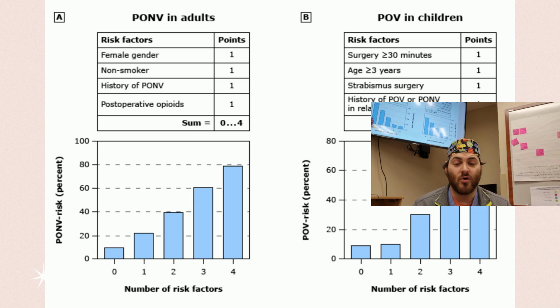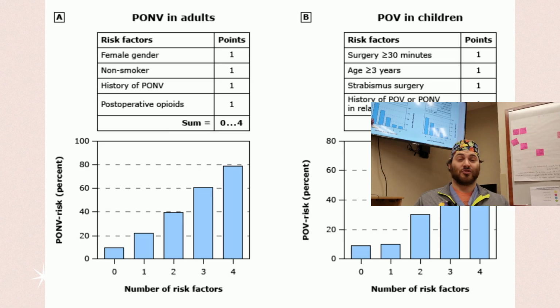So the number of risk factors just below that can go anywhere from what looks like 10% if you have no risk factors, up to 80% if you have all 4 of those risk factors. That sucks. So if a female comes in for, let's say, hysterectomy, she doesn't smoke and she's vomited before after a procedure, that apparently puts her at an 80% risk of having nausea afterwards, which is astronomically high.